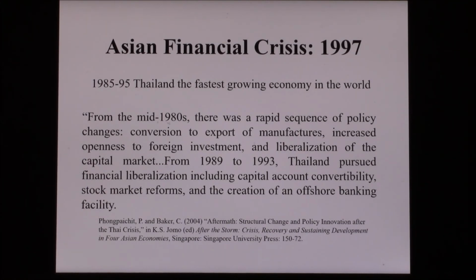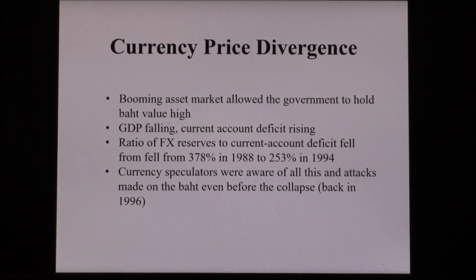From the mid-'80s, there was a rapid sequence of policy changes: conversion to export of manufacturers, increased openness to foreign investment, liberalization of the financial market, and from 89 to 93, Thailand pursued financial liberalization, including capital account convertibility and stock market reforms. So again, that idea that there was this sort of unique and one-time massive influx of money into their market that caused prices to go up.